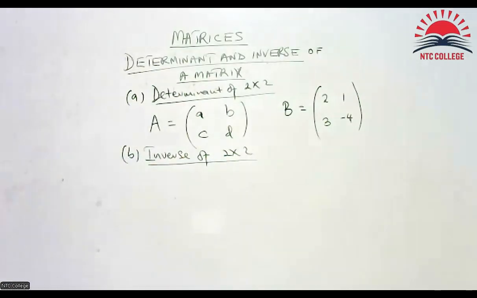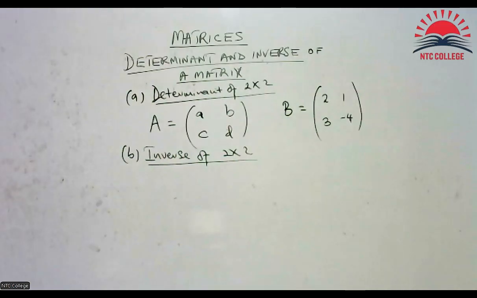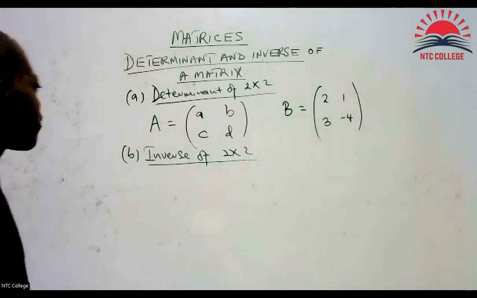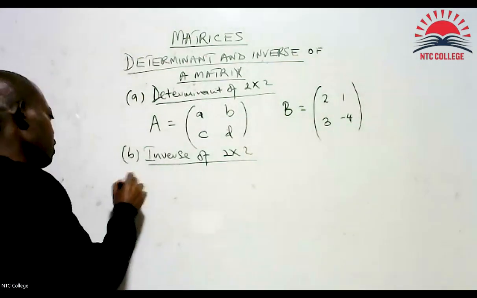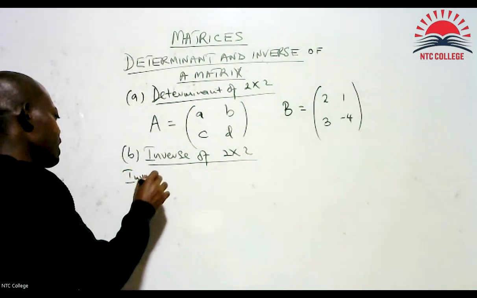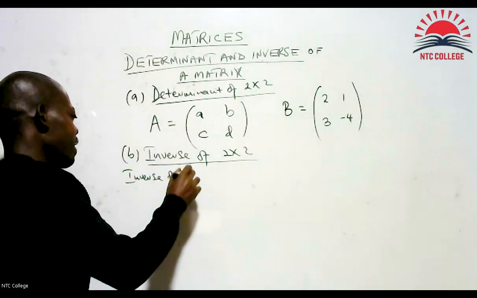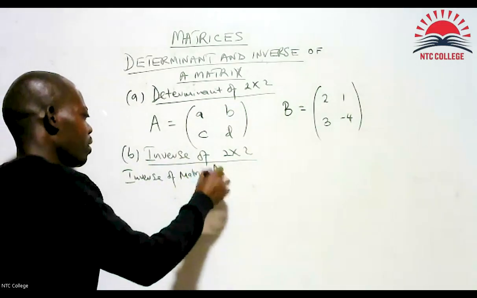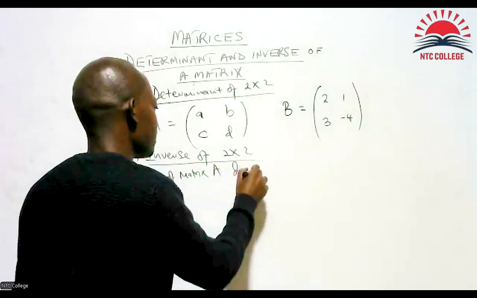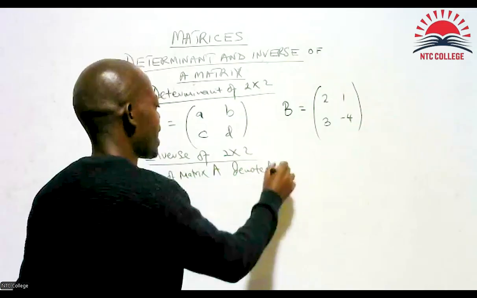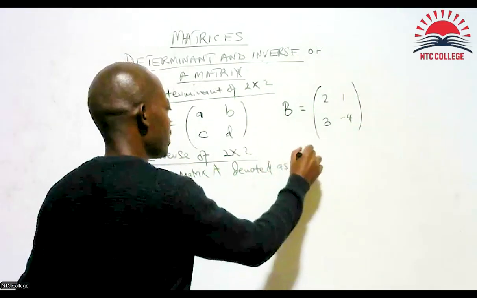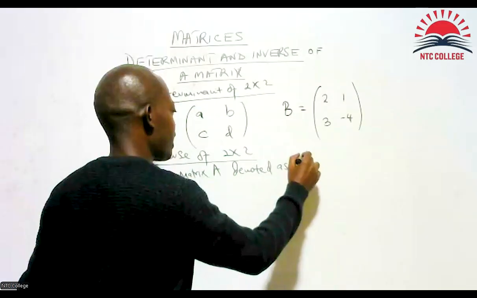The inverse of a 2 by 2 matrix. Now, because we have taken our matrices and we have our examples, I want to go straight to using these particular examples. So the inverse of matrix A would be denoted as A raised to power -1, like that.